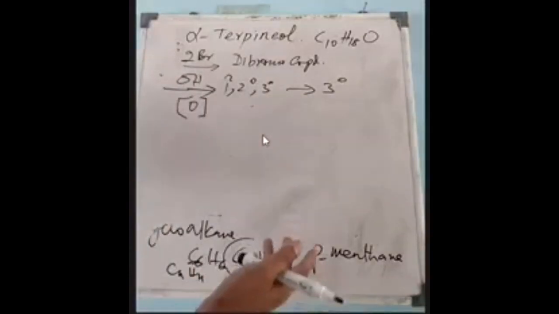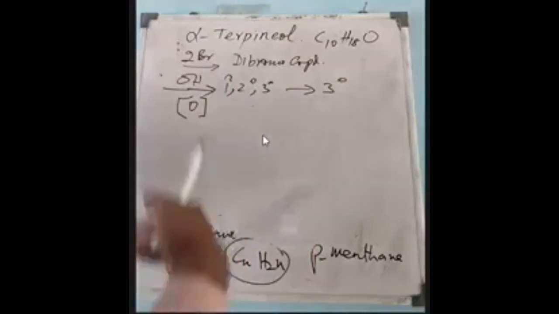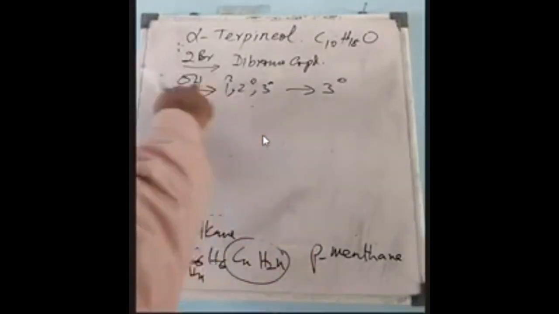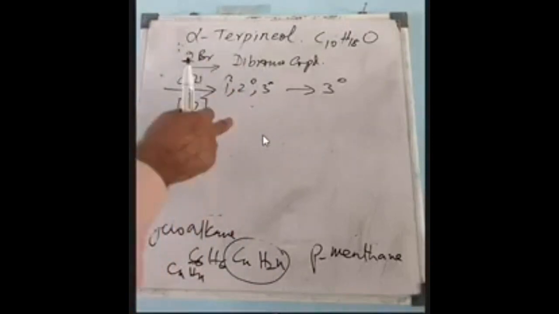If it is a secondary alcohol, it will be converted into a ketone, and a ketone cannot be further oxidized. A tertiary alcohol cannot be oxidized. So now we say the nature of the alcohol or OH group was tertiary.